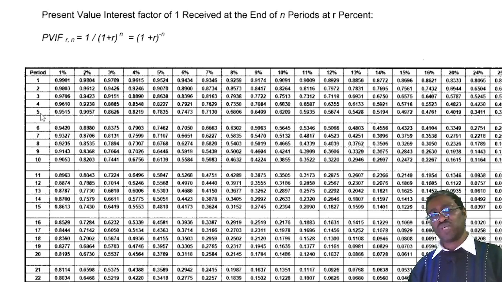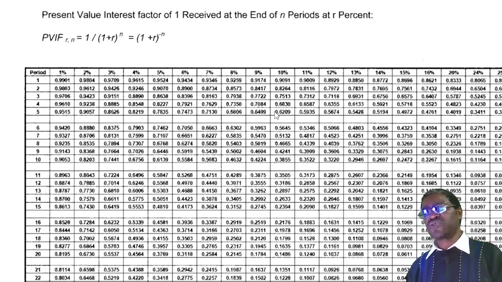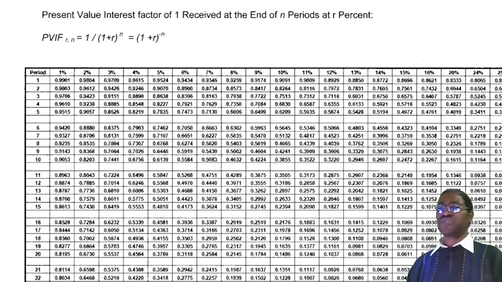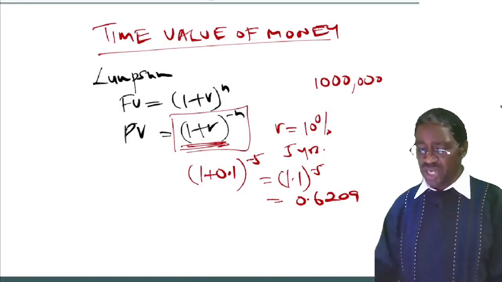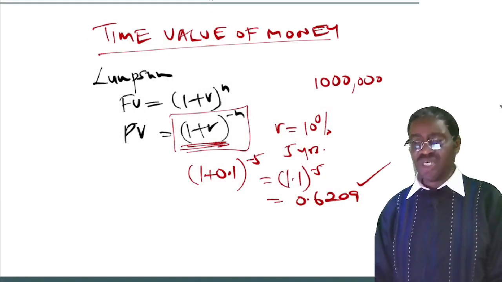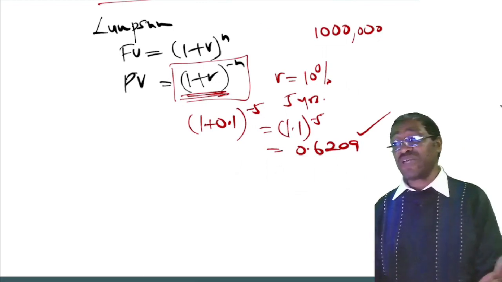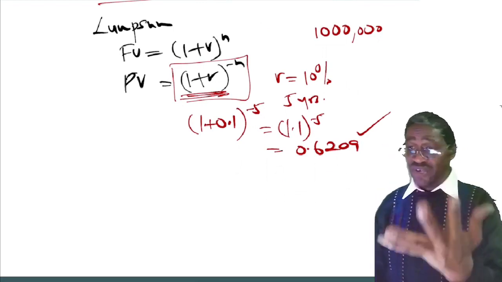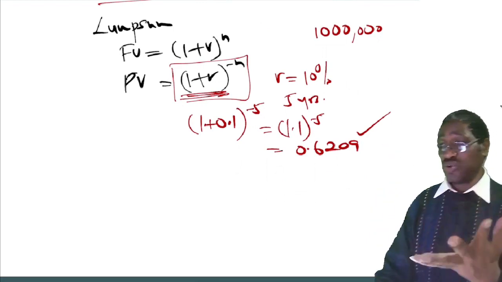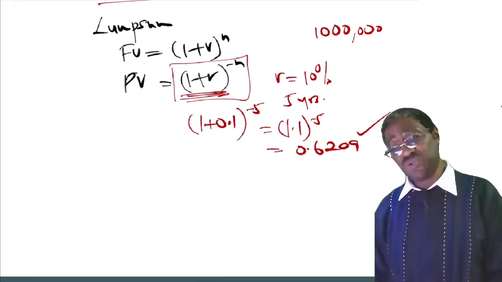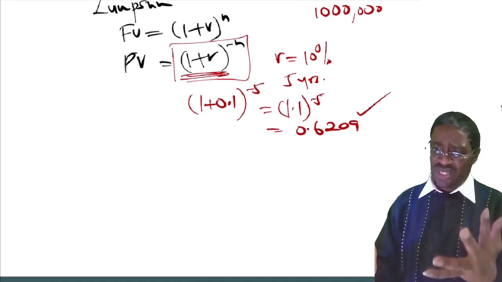So you go to row number 5, and you go to column 10%, and I can see it's given to me as 0.629. Good. That's how to use the table. You can see it is the same amount I got here. So if you can't remember the formula and they have given you the mathematical tables, go and use the tables for the present values. Good. So that was just by the way.